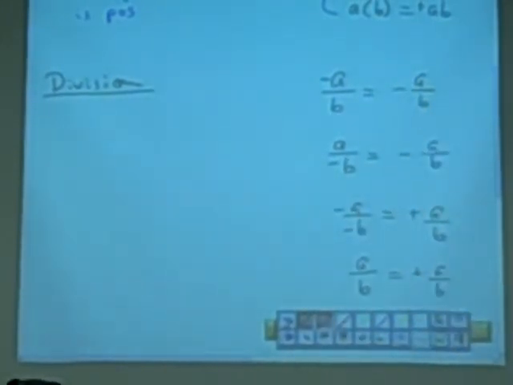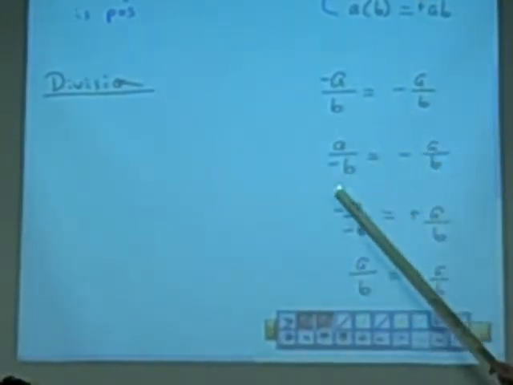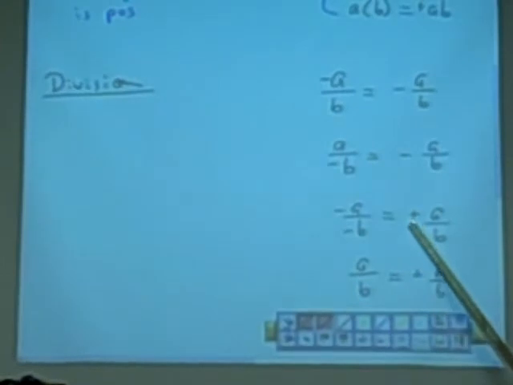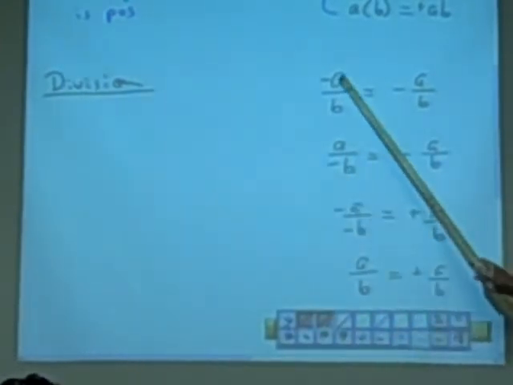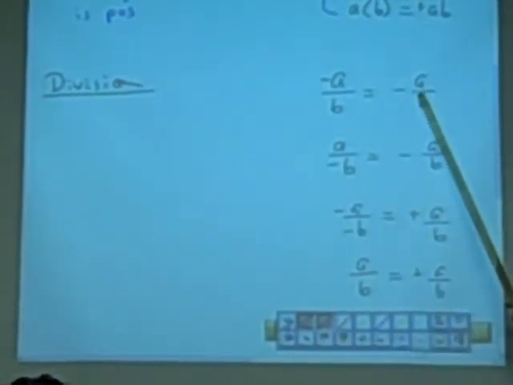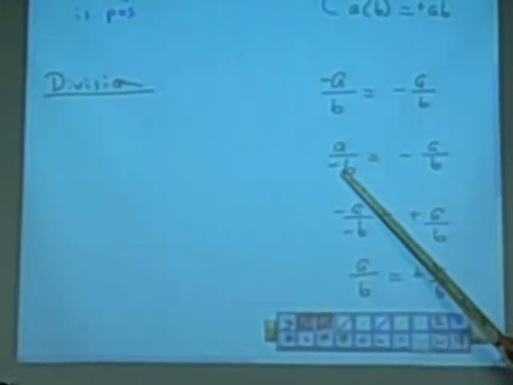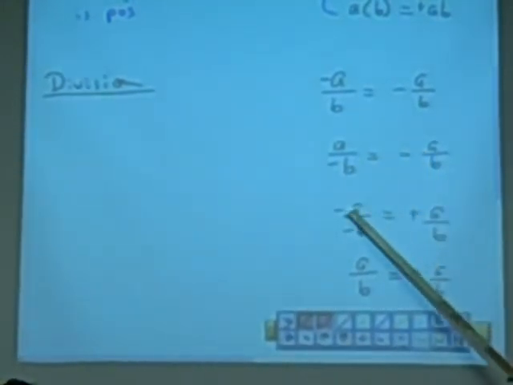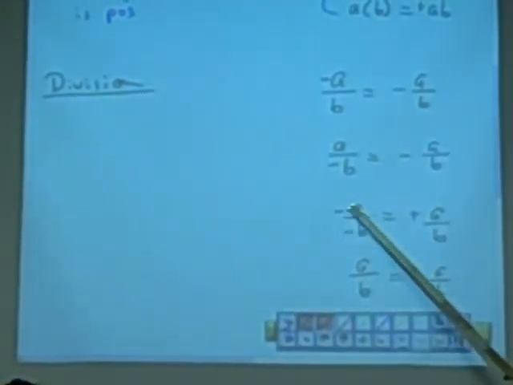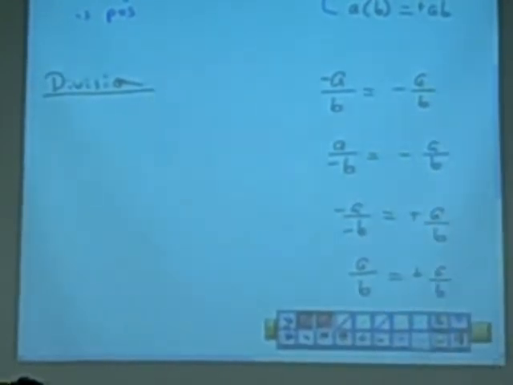So the properties are the same for multiplication and division. You have to have two negatives together to cancel out to make it a positive. If there's only one, then you keep the negative. Here there's only one negative, you've got to keep it. Here there's two negatives, so they cancel each other out and you get a positive.